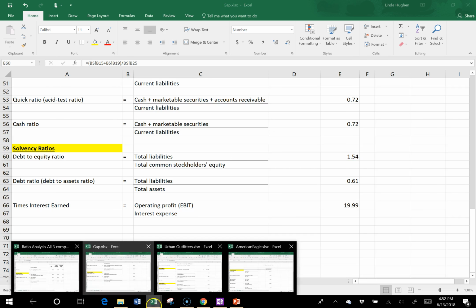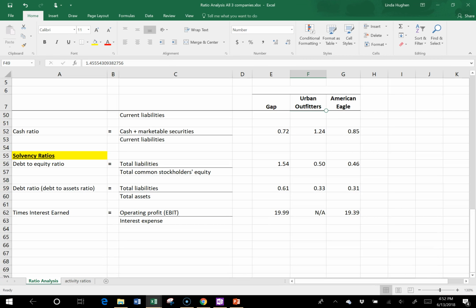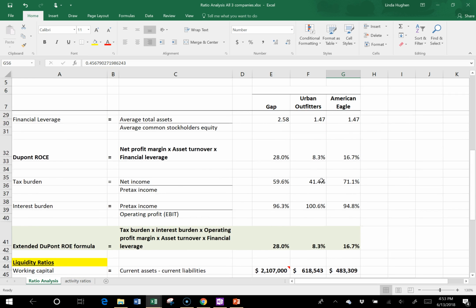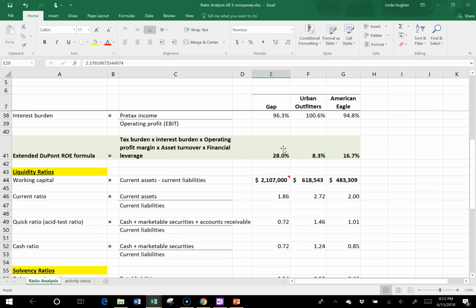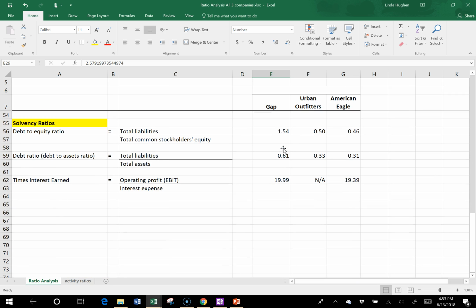How does that compare with our other two companies? We see that GAP's debt to equity ratio is much higher than Urban Outfitters or American Eagle. This should sound familiar. Remember when we looked at financial leverage, and when we did our analysis of profitability, we said that's actually how GAP is doing better than American Eagle, which I believe had higher net profit margin and higher asset turnover. But we said that GAP was able to have a higher return on common equity because it's taking advantage of debt financing and earning a higher return than it's paying on that debt.